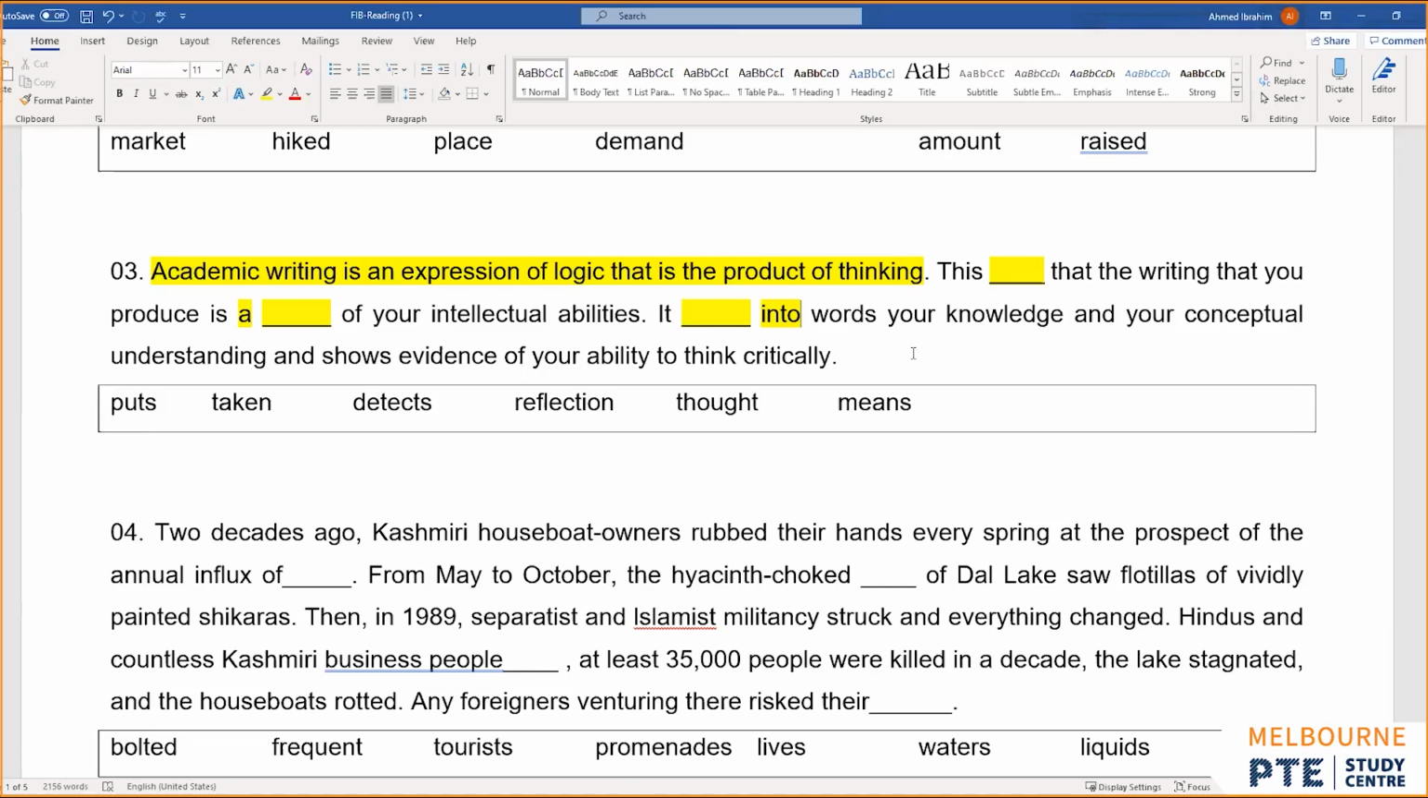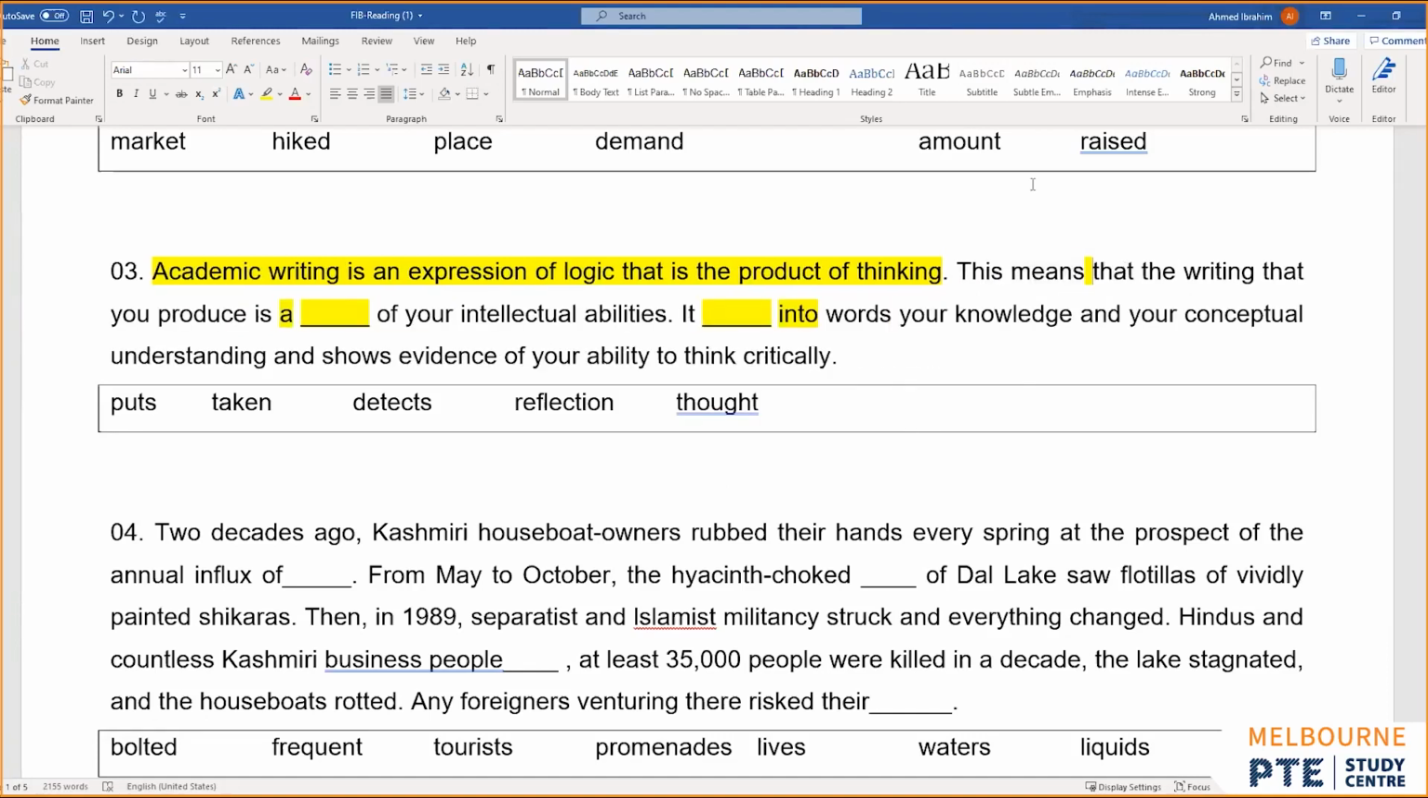Okay, guys. Blank one. This dash, the writing you produce. What do you think? Good. Okay, this means the writing you produce. Because in the first line that I highlighted, they are introducing academic writing. In the second line, they are explaining a bit more. So you use words like means, defines to further tell about something. Now the next one. You produce is a dash of your intellectual abilities. So it's an article A. You're looking for a noun. What do you think? Reflection. Good.